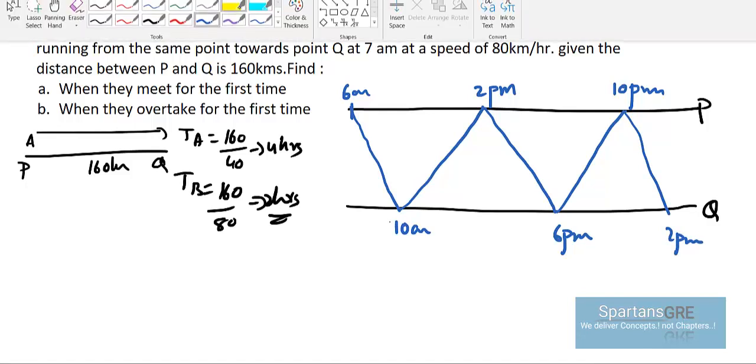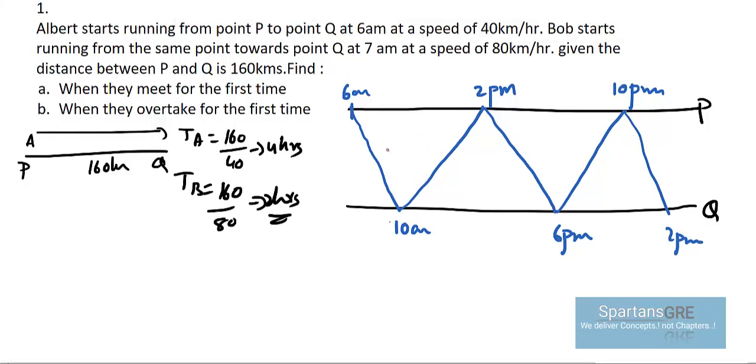Now I will draw the diagram for B. B starts at 7 a.m. If this is 7 a.m., he reaches Q at 9 a.m., because after 2 hours he reaches here. Somewhere it will be 9 here, right? If this is 6 and let this be 7, then 7 to 9 goes like this. Again from 9, in 2 hours it will be 11. 10 is here, so 11 will be here.